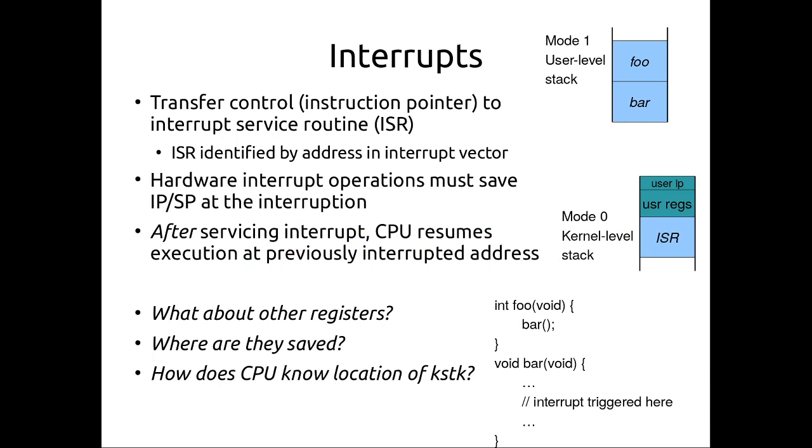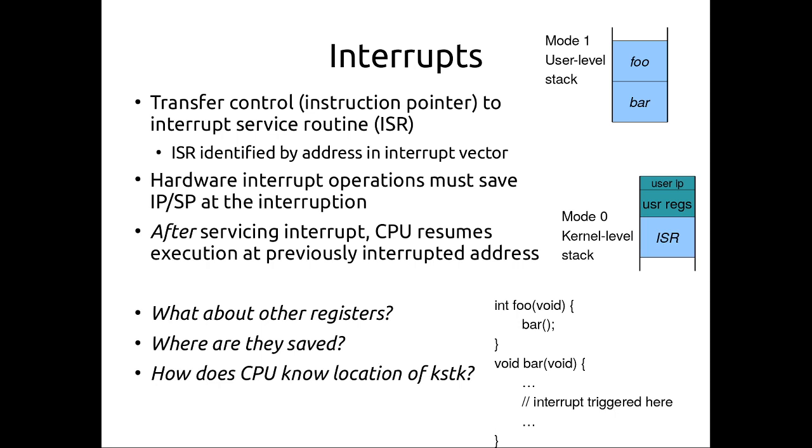On an architecture like x86, what the hardware will do is switch to the kernel stack for you. And to answer the question of how the CPU knows the location of the kernel stack, this is typically just stored in a privileged register that only the kernel can access. So the kernel has set up a kernel stack in kernel memory, and when the interrupt happens, it will switch to that stack, and the hardware will automatically save the instruction pointer and stack pointer for you onto that stack.